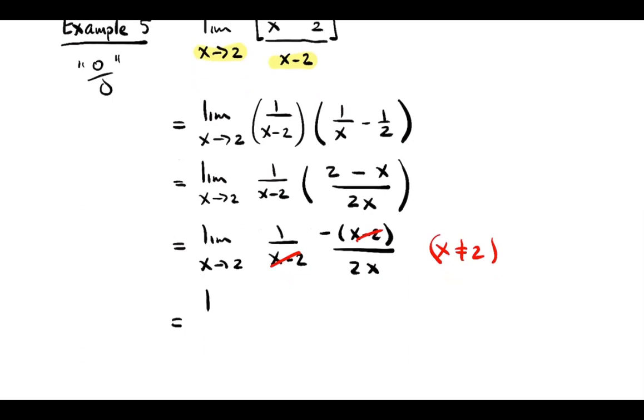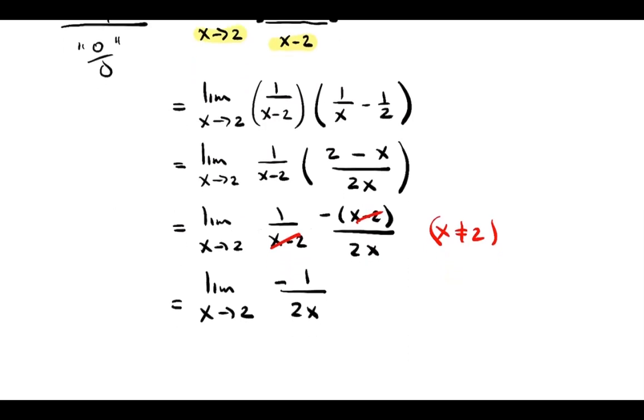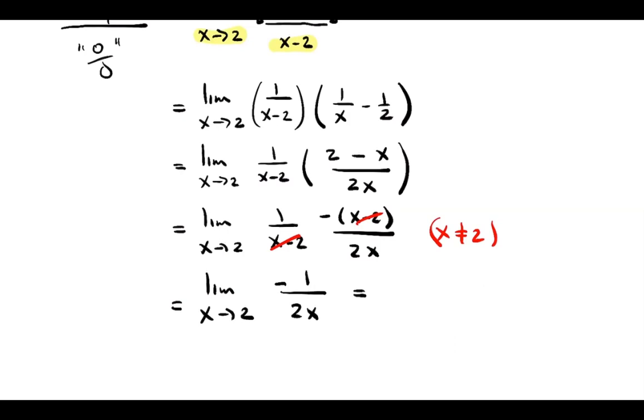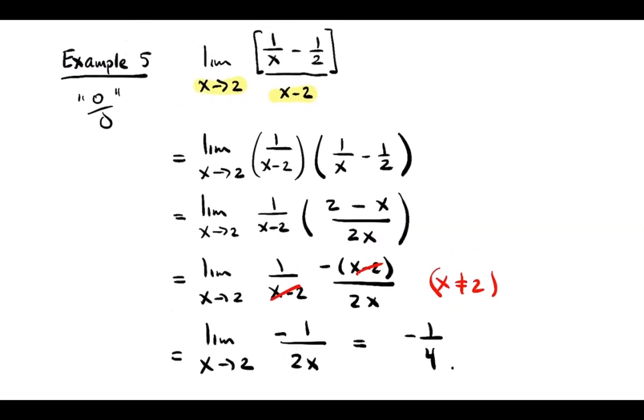So after we make that cancellation, I'm still writing my limit. I haven't taken it yet, but what do I get? Negative 1 in the numerator, and there's a 2x in the denominator. And now by the direct substitution principle, we can just let x equal 2. 2 times 2 is 4. So that limit is minus 1/4.